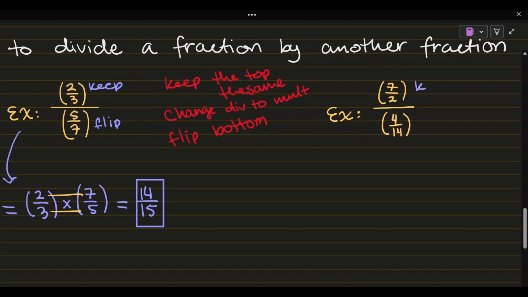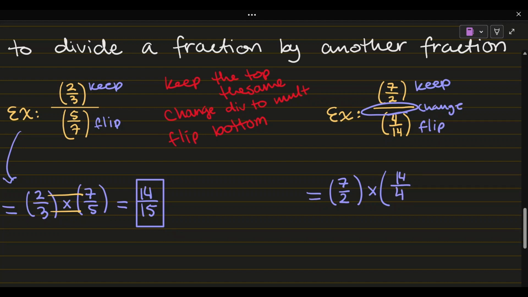Okay. So now, again, we'll apply keep, change, flip to this other one here. So we keep the top fraction. So we have 7 over 2. And then we change the division to being a multiplication, so times. And then we flip the bottom fraction. So I have 14 over 4.